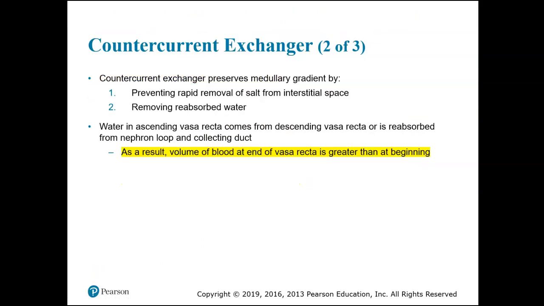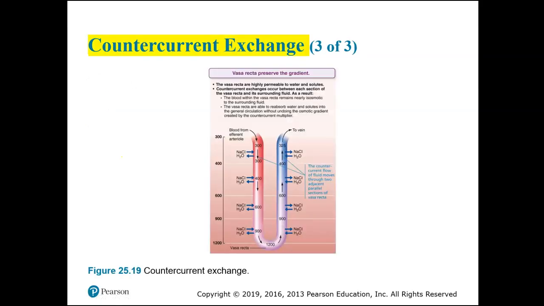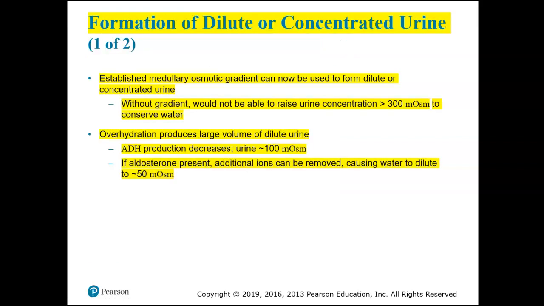Now the countercurrent exchanger involves the vasa recta, and the result of it is the volume of blood at the end of the vasa recta is greater than at the beginning. So it increases the volume of blood. And this is the vasa recta, and you could look at those numbers too, but it's just called a countercurrent exchange. Countercurrent because the current of the blood vessel is opposite. The one that's going down is opposite to the one that's going up, and then it's also opposite to the nephron loop. So the currents are moving in opposite directions, and that's why it's called countercurrent.